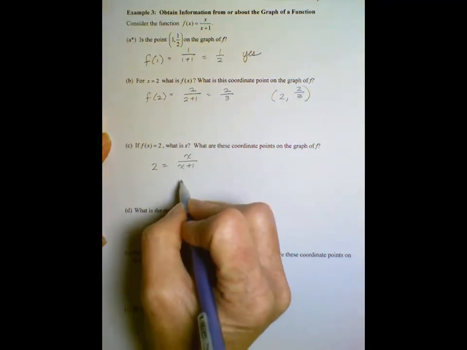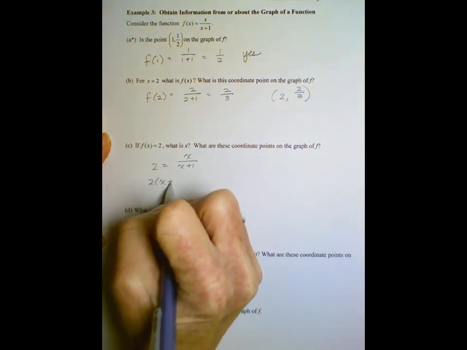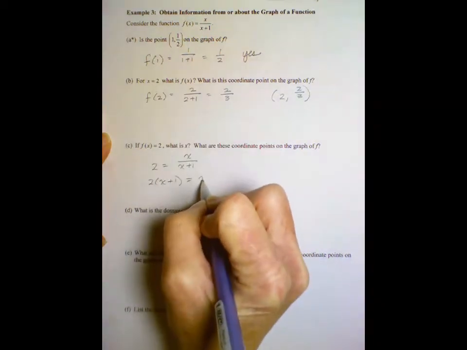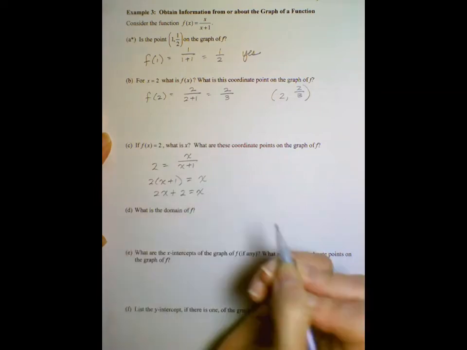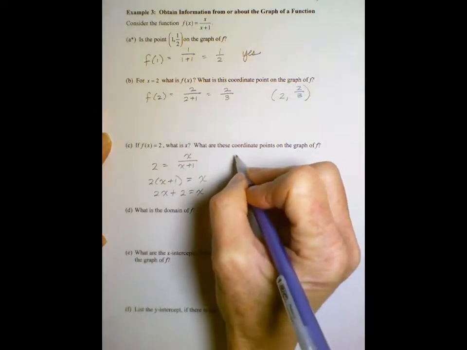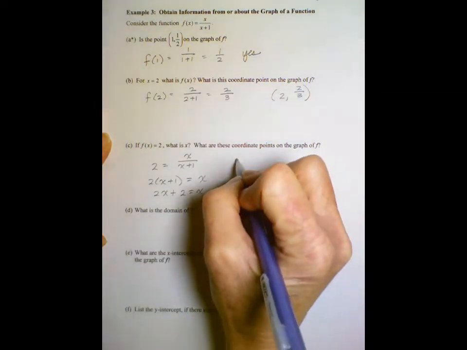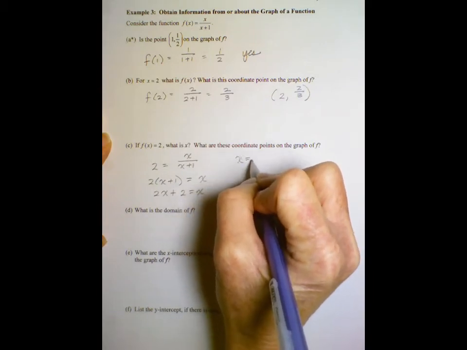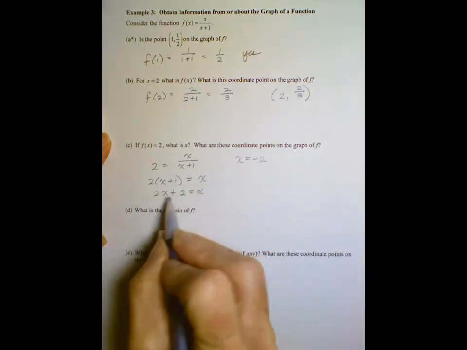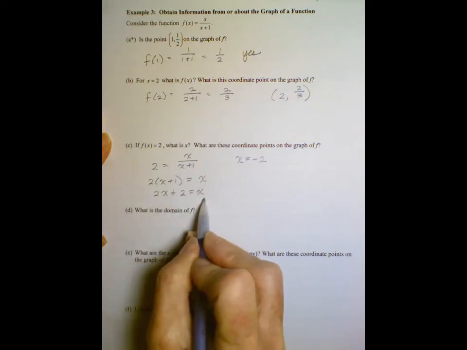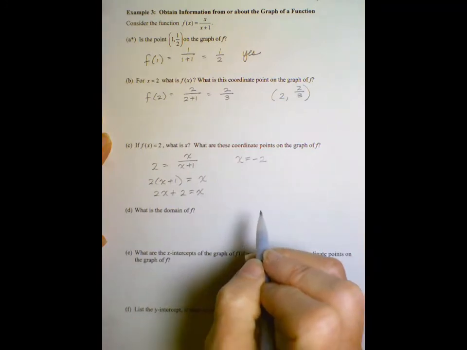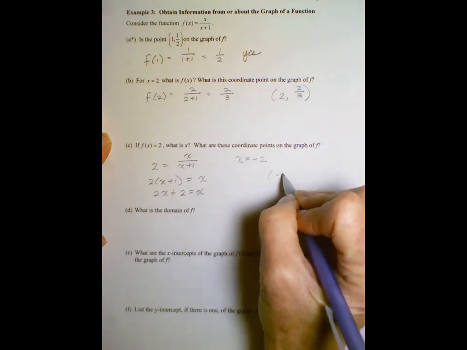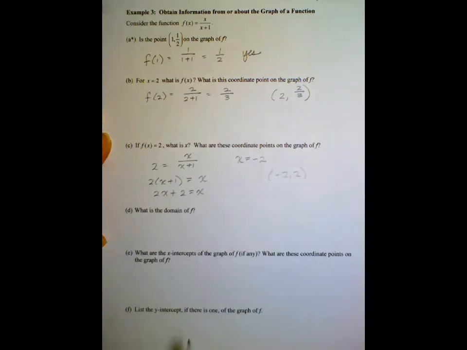Yes, multiply both sides by x plus 1. It'll cancel on this side, leaving x. Okay, subtract x from both sides, subtract 2 from both sides. So we get what? x equals -2. Subtract x, that leaves 1x here and 0 there. Then subtract 2, that leaves -2. So we found x is -2. What's the coordinate? (-2, 2). We were given the y, we found the x.